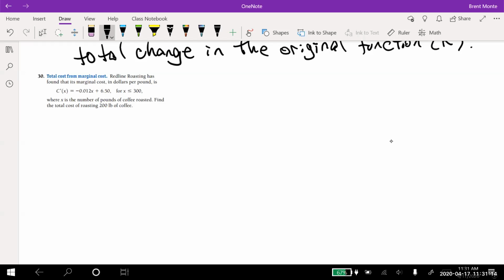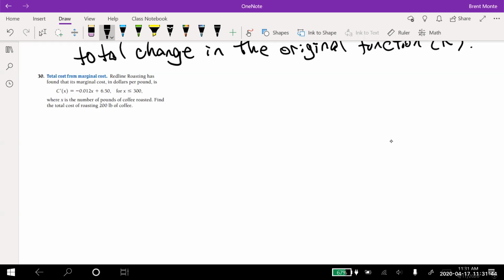All right, so let's draw this picture. Notice that's just a linear function. It's just x to the first power, so it's sort of in the form y equals mx plus b. We don't see those letters because it's different letters, but this graph is a line. I want 2 points on the line, because any 2 points determine a line. It says find the total cost of roasting 200 pounds of coffee.